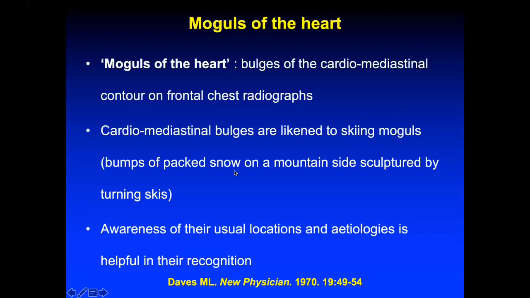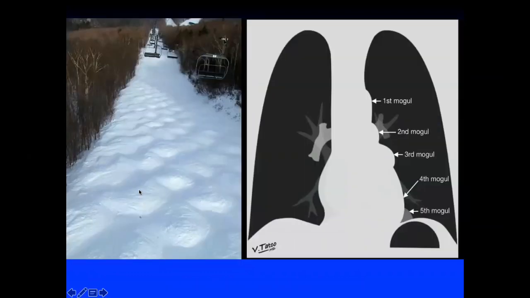If someone has gone skiing, you can be very clear to them. Awareness of the location and etiology is very important. So you'll have various Moguls, first, second, third, fourth, fifth. One should know what the causes are and what the abnormality is. These are bumps of snow, basically with the ski tracks, and these are seen on an X-ray. When they are seen on an X-ray, we call it a Mogul. So there are 5 Moguls.